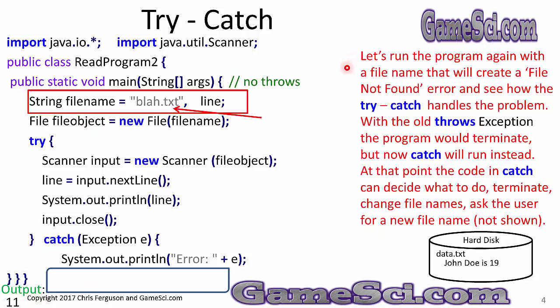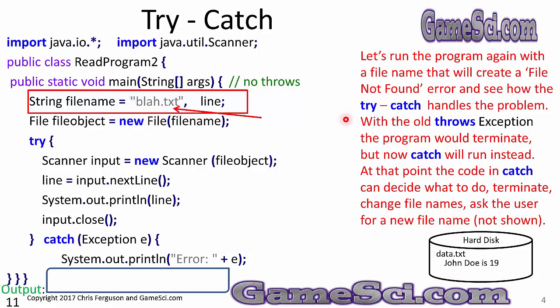Let's run the program again with a file name that will create a file not found error message and see how the try catch handles the problem. Notice in the red box, I gave it a bad file name. You don't see a blah.txt file on the hard drive. It is a perfectly bad file name that does not exist.